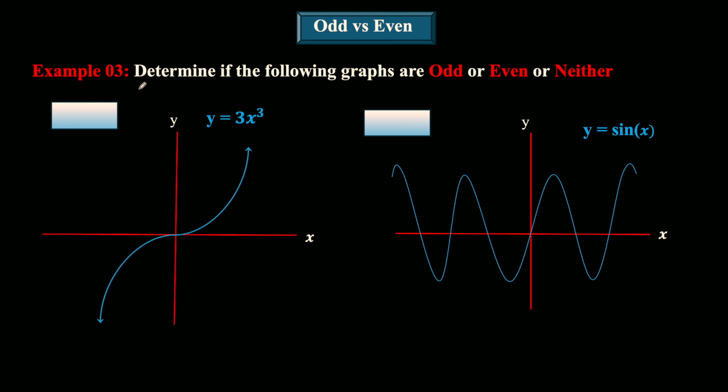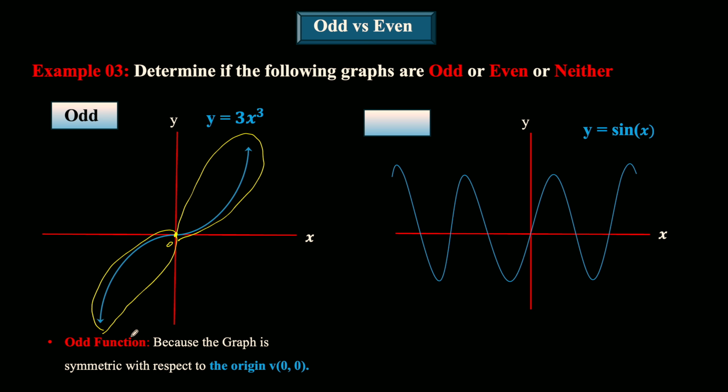Let's see our third example. Determine if the following graphs are odd or even or neither. From here we see directly that this curve crosses the origin, 0 on the y-axis and 0 on the x-axis. Then we see that this part is symmetric with this part, both of them with respect to the origin. So it is an odd function, okay? Odd function because the graph is symmetric with respect to the origin, okay?